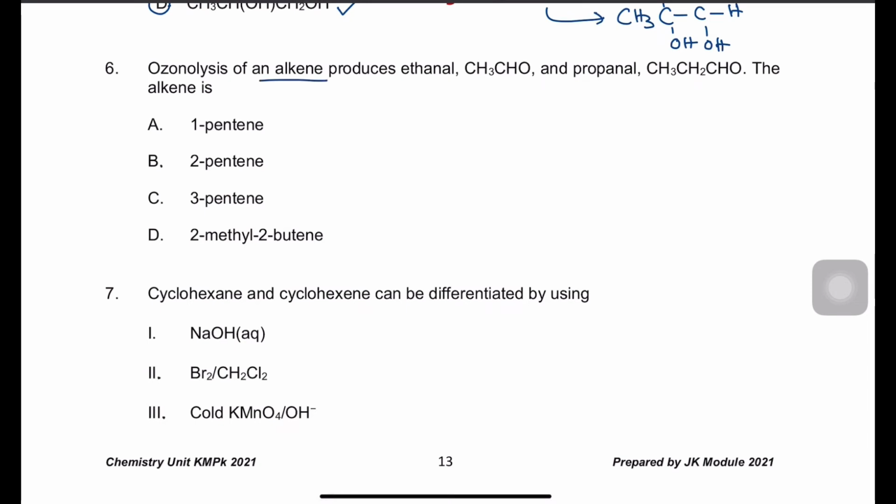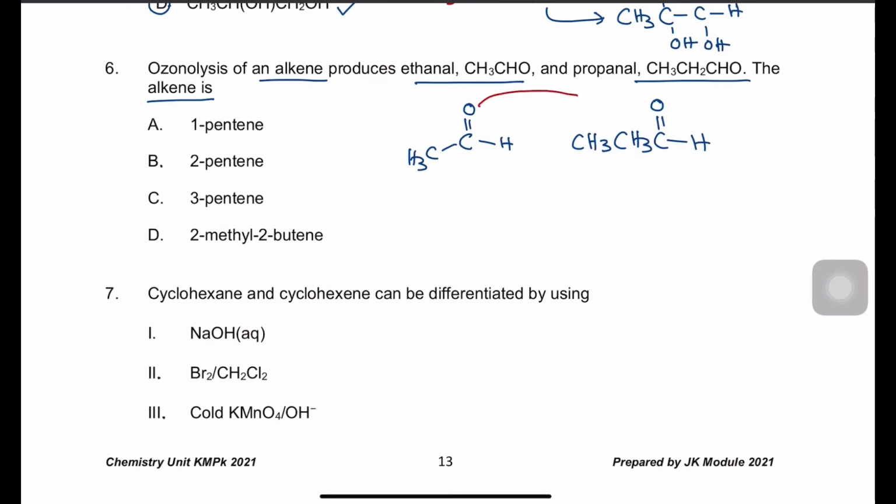Ozonolysis of an alkene produces ethanal and propanal. So what is this alkene? Now let's draw out ethanal. So ethanal would look like this. Because we are working backwards to predict our alkene, it's good if we can draw out our aldehydes and join them back. As you can see, we can join where the carbon double bond oxygen is. It's where the carbon-carbon double bond was previously.